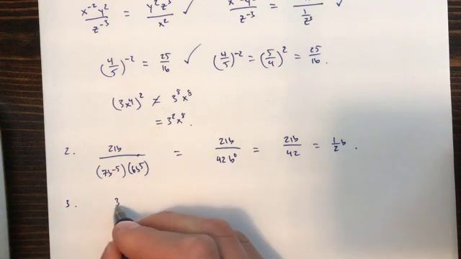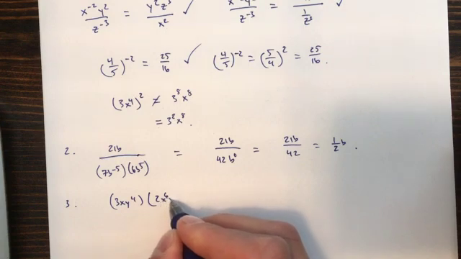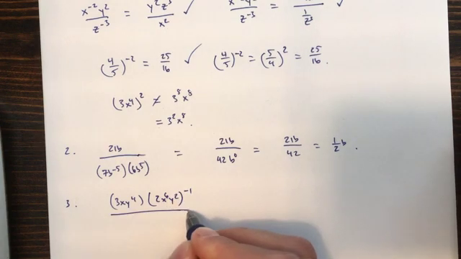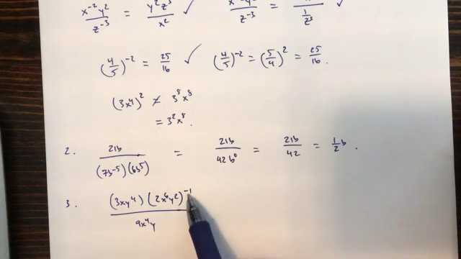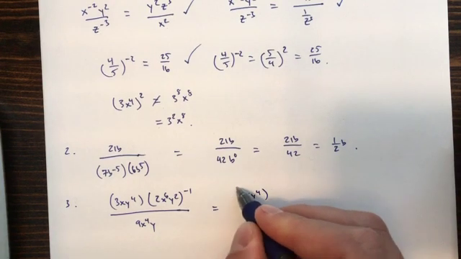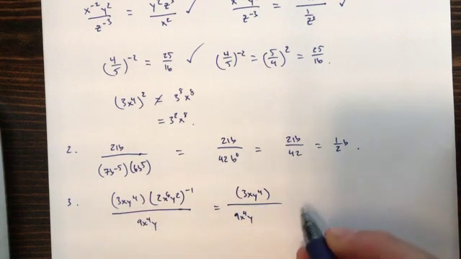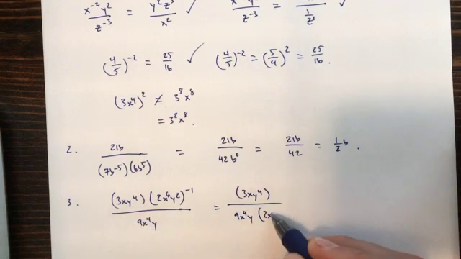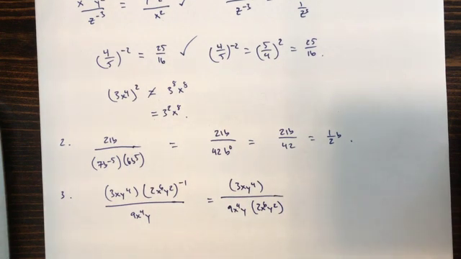Number 3 has 3xy to the 4th times 2x to the 6th y squared, all to the negative 1, all divided by 9x to the 4th y. I think we'd like to make this exponent positive, so this should just become 3xy to the 4th divided by 9x to the 4th y, so all that stuff stays the same. But then I'm going to multiply this by 2x to the 6th y squared. Since that entire parentheses is raised to the negative 1 power, I can just move it to the denominator and give it a positive 1 power, but I don't need to write positive 1 there.